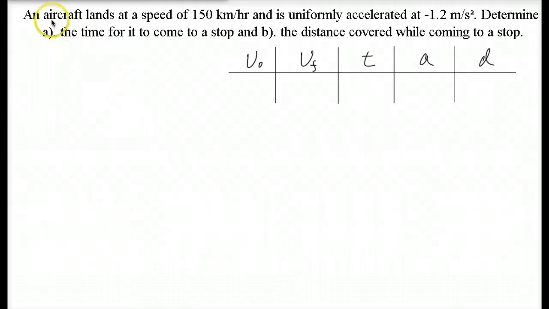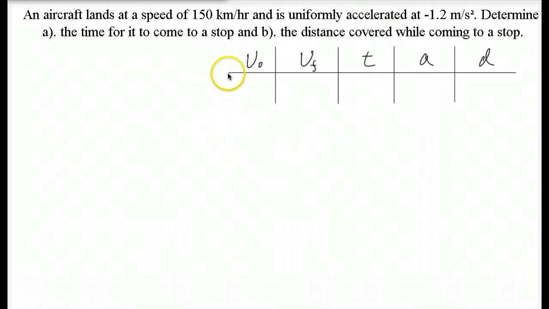So read the question. An aircraft that lands at a speed of 150 km per hour and is uniformly accelerated at negative 1.2 meters per second squared. So negative acceleration in this case obviously means it's decelerating, and it's because of the aircraft landing, so we have an initial pretty big velocity, and then take some time, it's going to come to a stop.